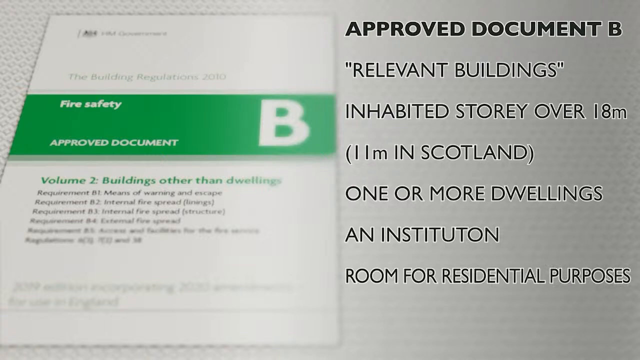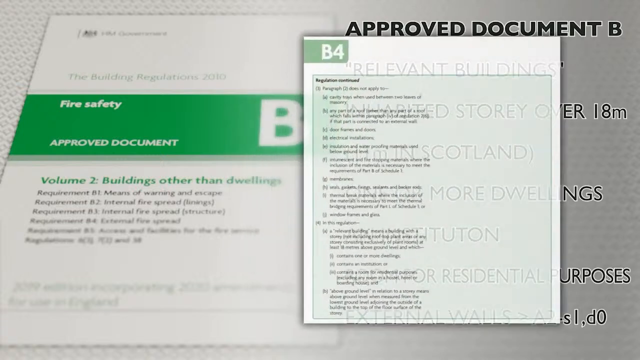In these relevant buildings, the amended Approved Document B specifies that all materials used in the construction of external walls should achieve at least Class A2-s1,d0, with a number of exceptions. These exceptions were provided for materials that are difficult or impossible to manufacture to meet Class A2 or better. Some of these are included by necessity.